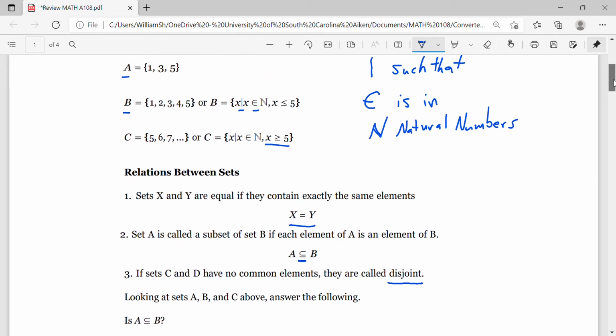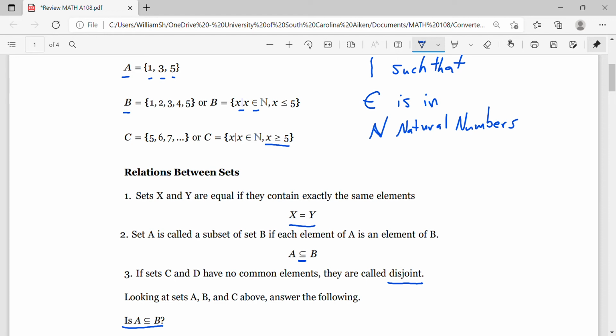So I'll scroll it up here and I'll try to keep the question right there for you. So is A a subset of B? So if we look at our A up here, our A is 1, 3, 5, and our B is 1, 2, 3, 4, and 5.